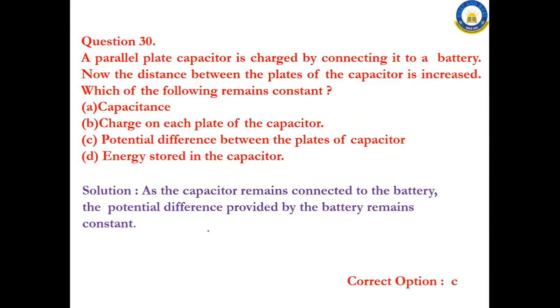Now the capacitor is connected to a battery of a fixed potential. Therefore, the potential difference provided by the battery remains constant. So the option C, potential difference between the plates of the capacitor remains constant. Capacitance will not remain constant. Charge as well as the energy stored will not remain constant. They will vary, but the potential difference between the plates of the capacitor will remain constant because it is connected to a battery.